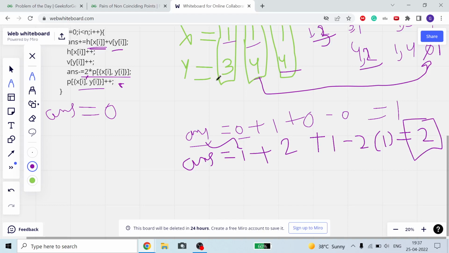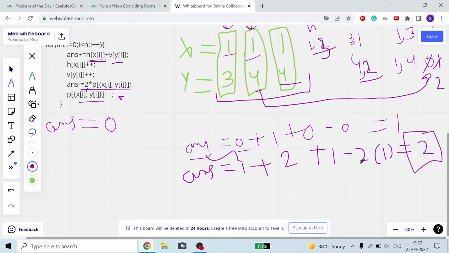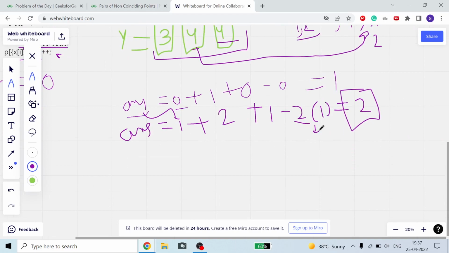So you can see I am doing all the operations, and I will get 2 as my answer. Now I will increment this one as 2, this one as 2. Now why am I multiplying this by 2? I am multiplying this by 2 because my x is the same and my y is also the same. My x coordinate is the same, my y is also the same, and you know I cannot include the coordinates which have both coordinates equal.